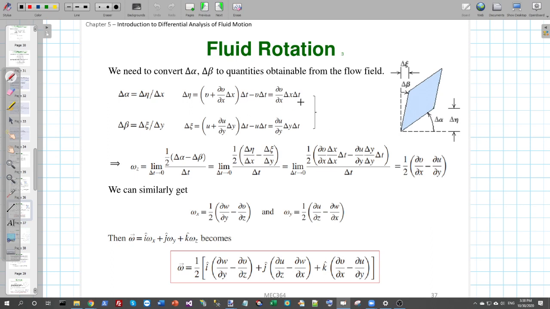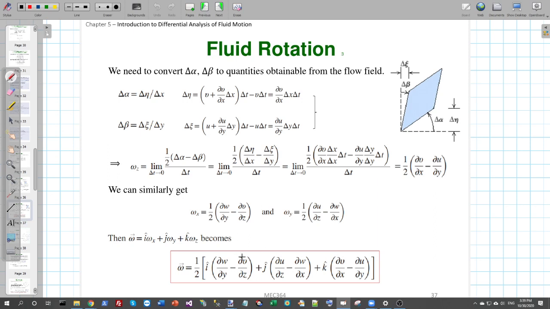Okay, so we get the correlation, and then if we want to calculate the rate of the change of the rotational angle, right? This is the rotational angle. The rate of change is using this one divided by delta t and letting delta t go to 0. Substituting this delta eta, delta psi into it, we finally get the correlation between the rate of rotational motion omega and the velocity field. So if we know the velocity field u, v, for example, on the xy plane, we can calculate the omega z, which is the z component of the omega vector.